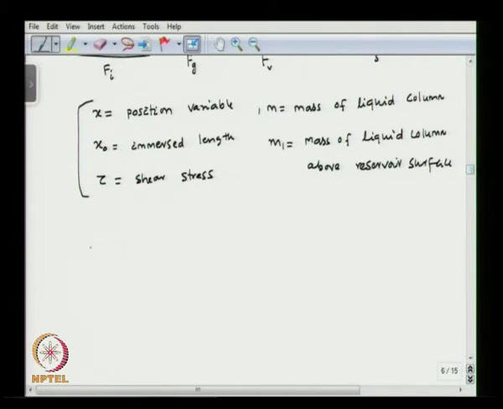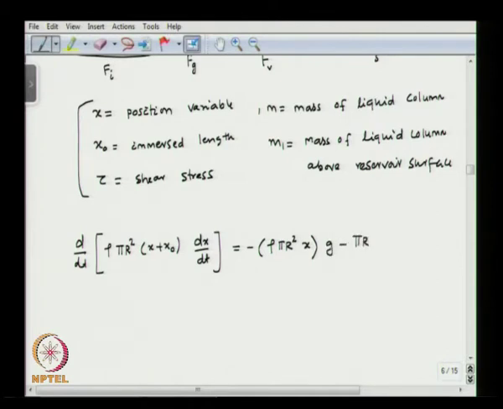We can write d by dt into rho into pi r square. So we write the expression for m, pi r square into x plus x0, into dx over dt, will be equal to minus rho pi r square into x into g minus pi r square into dp by dx, this is the pressure gradient, into x plus x0.